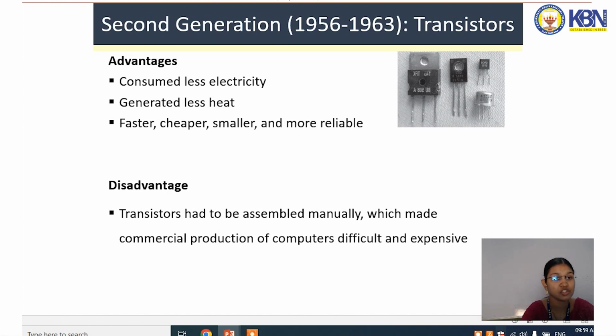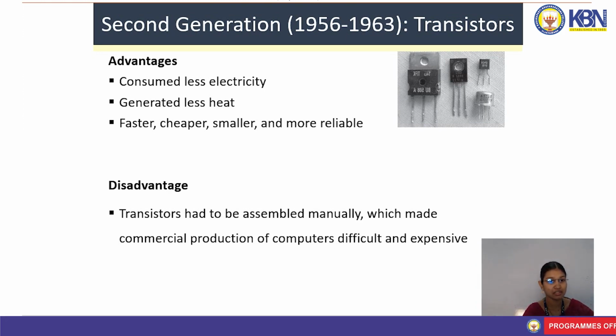Next, the second generation of computers. The second generation was from 1956 to 1963. It was developed with transistors. The advantages are that it consumed less electricity, generated less heat, and was faster, cheaper, smaller and more reliable. Coming to disadvantages, the transistors had to be assembled manually, and commercial production of computers was very difficult and expensive.